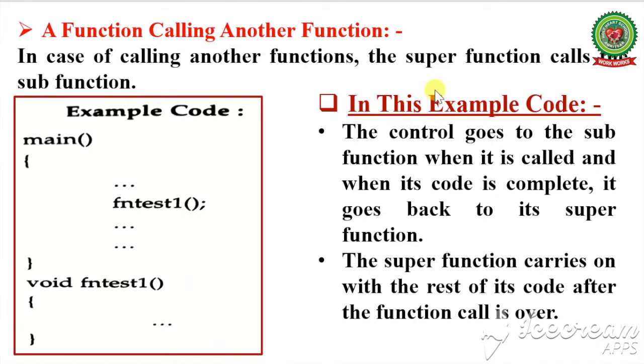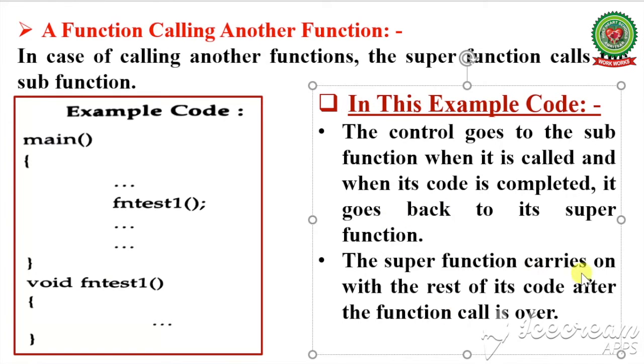So in this example code, the control goes to the subfunction when it is called, and when its code is completed, it goes back to its superfunction. The superfunction carries on with the rest of its code after the function call is over. So here fn test1 is subfunction and main is the superfunction. Let us do it practically with the help of a BlueJ program.